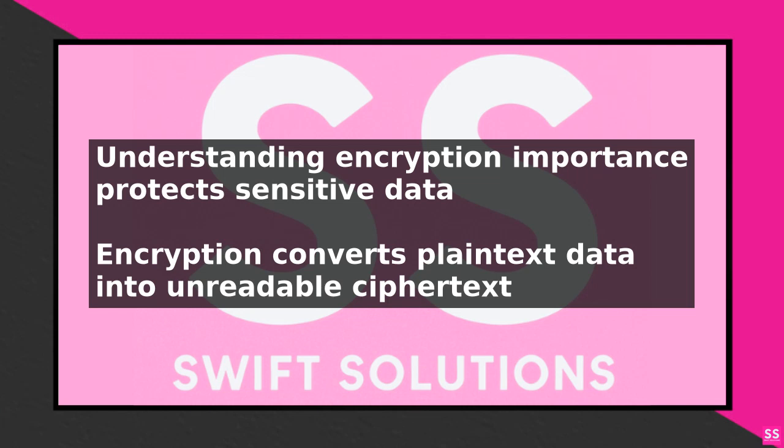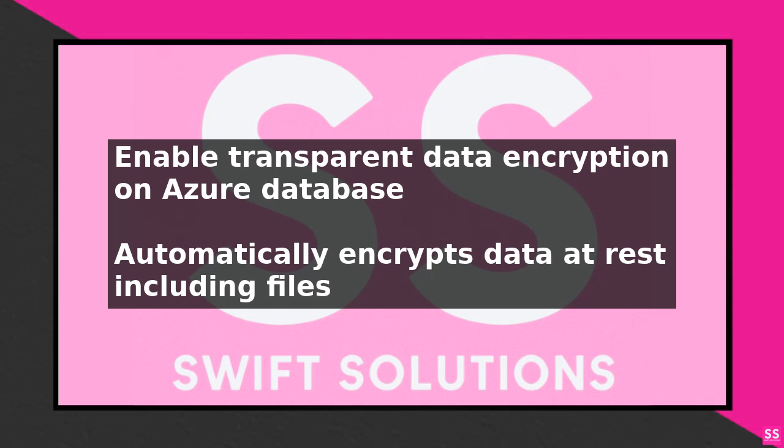First, enable transparent data encryption on your Azure SQL database. This feature automatically encrypts data at rest, including the database files, logs, and backups. To do this, navigate to the Azure portal, select your database, and click on the Security tab. Then, select Transparent Data Encryption and follow the prompts to enable it.